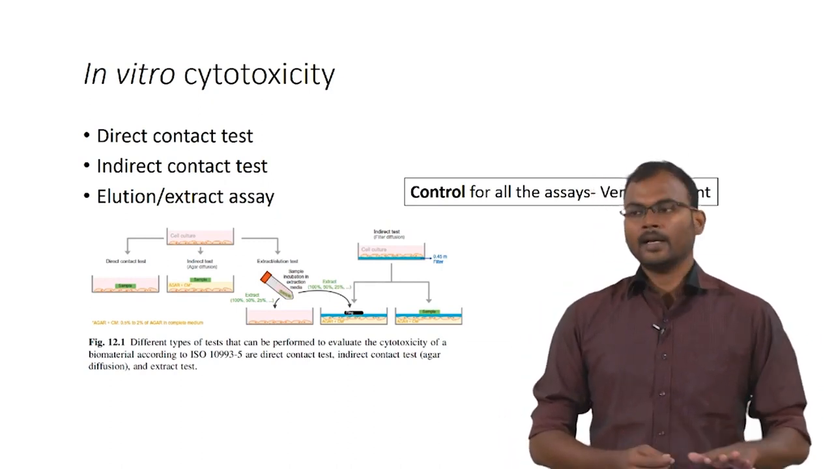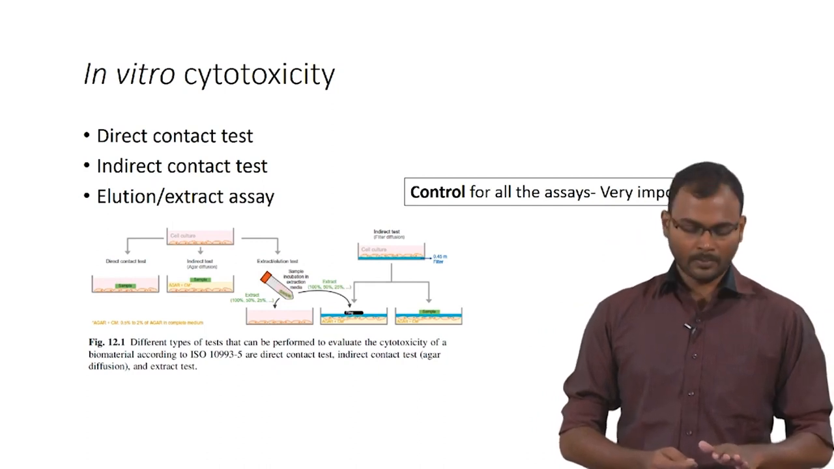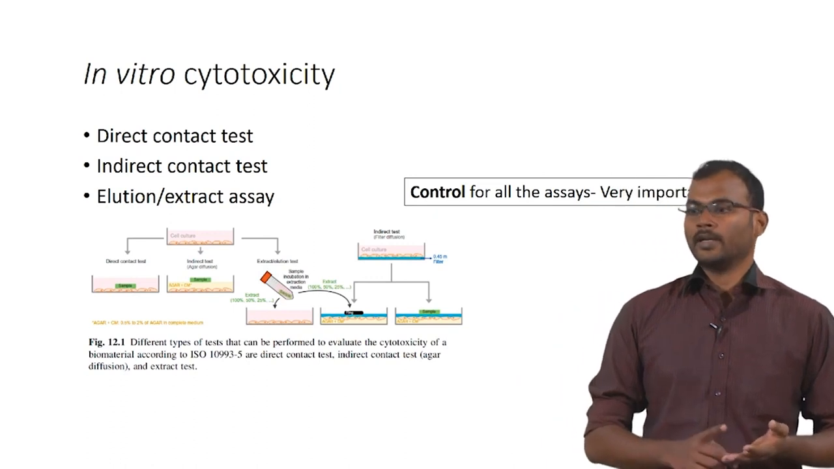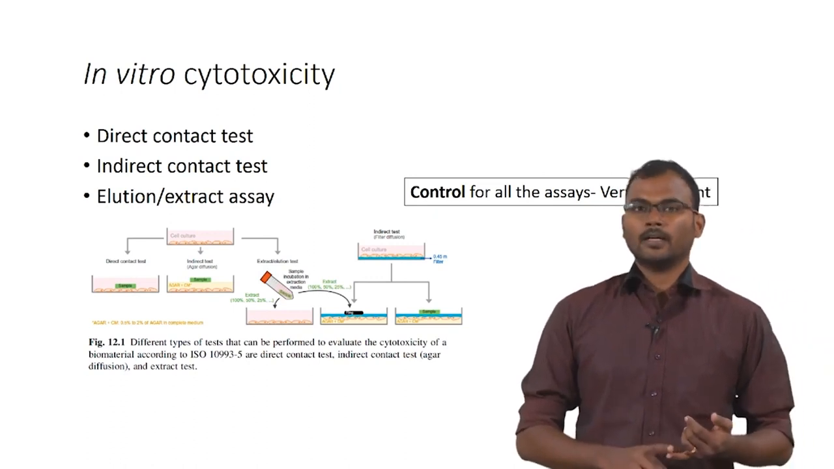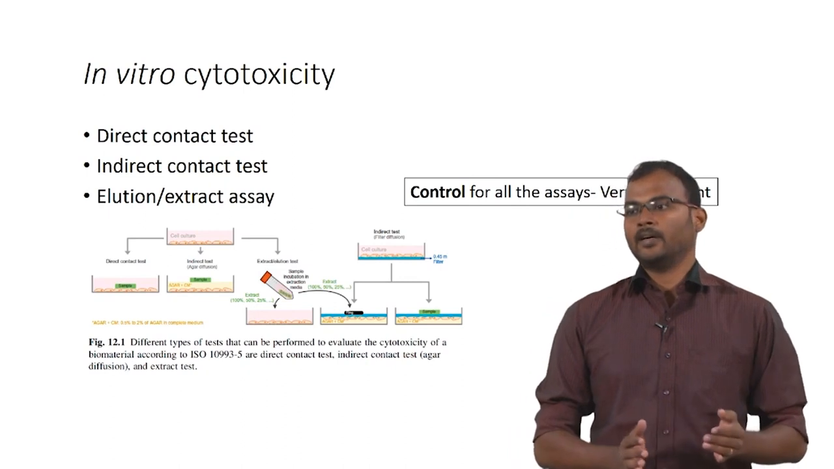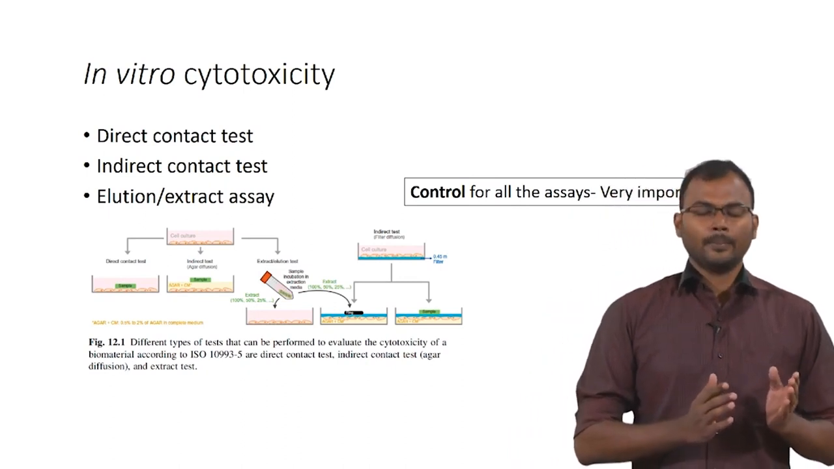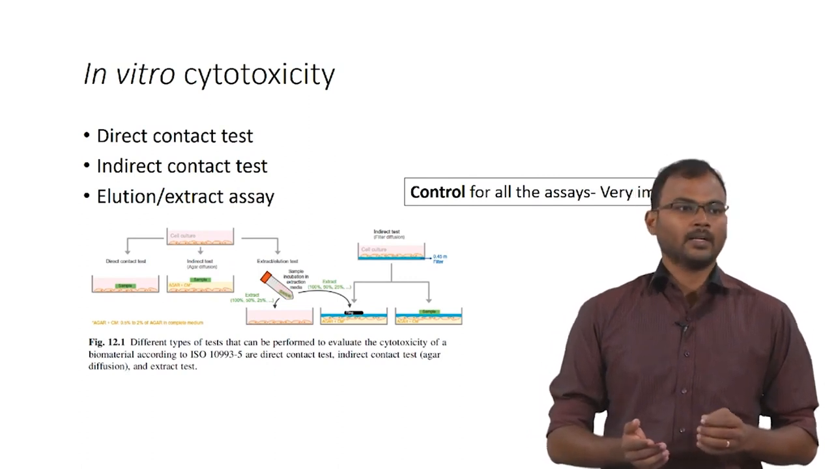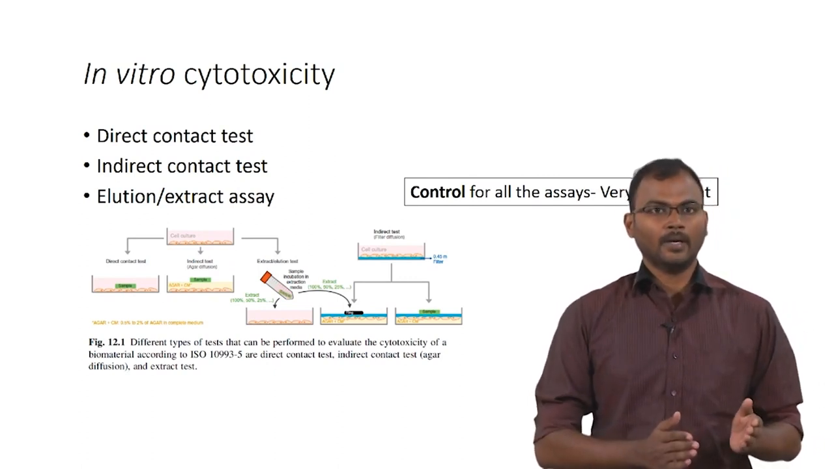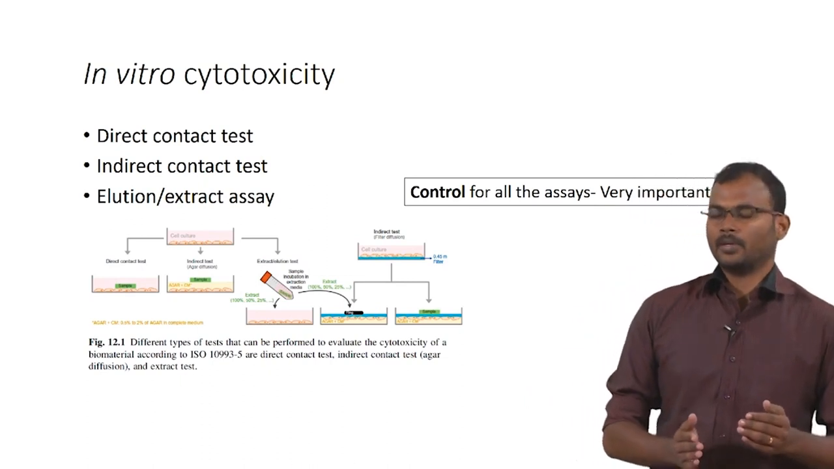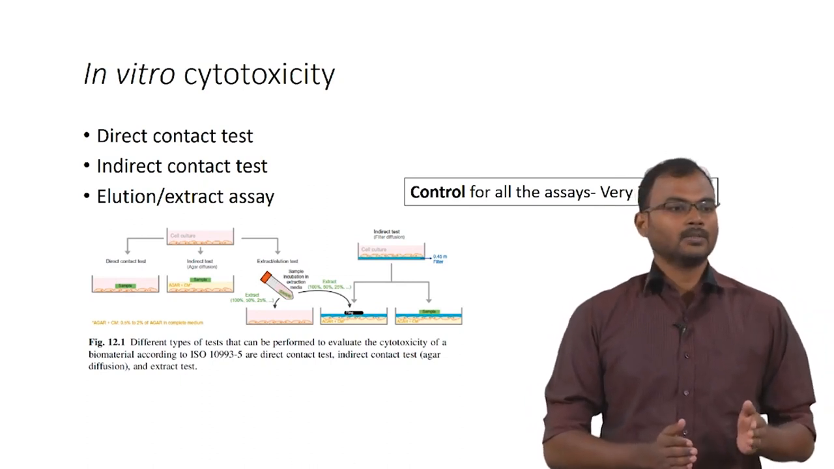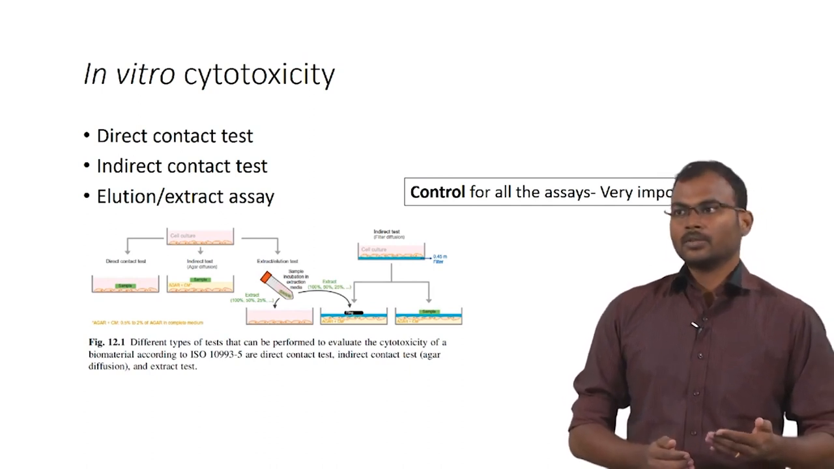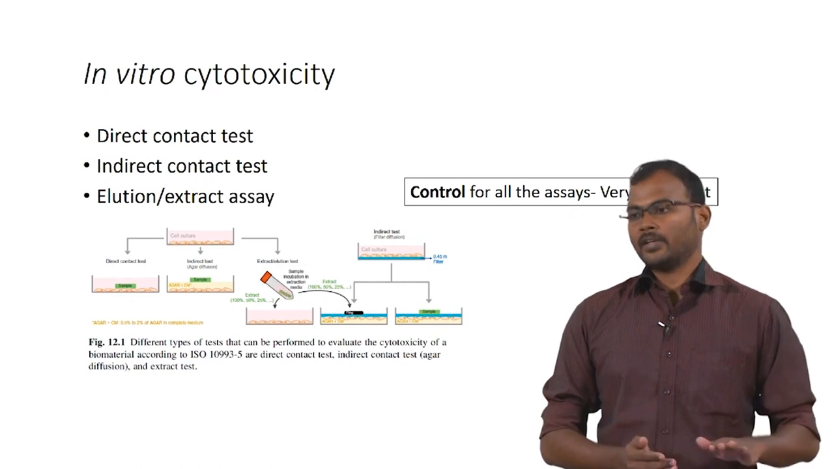So for all the assays involving biological characterization, controls are very important. You should have a positive control and a negative control. The negative control would be a standard material. So if you are testing orthopedic implants, there would be a standard material, stainless steel. You have to test that material for cytotoxicity. So the negative control won't have any effect on the cells.